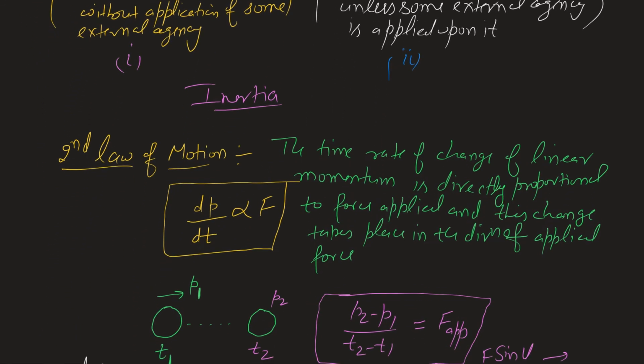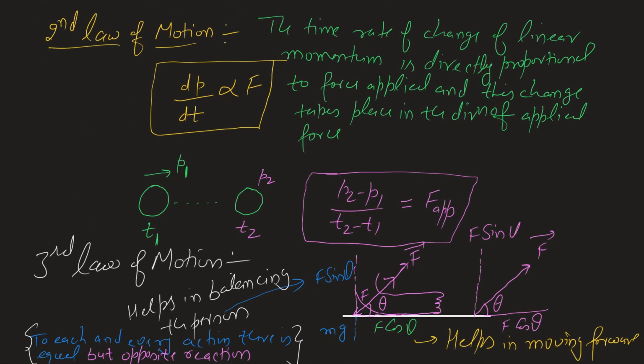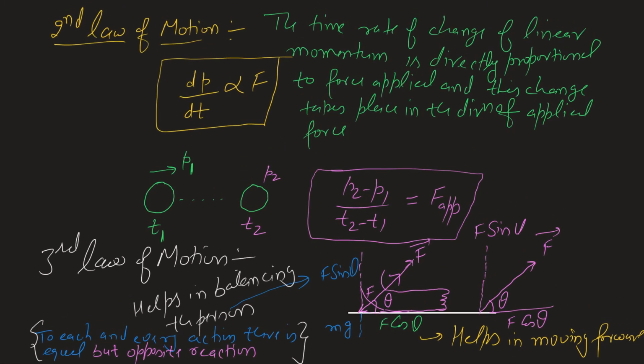Next we studied the second law of motion, which states that the time rate of change of linear momentum is directly proportional to the force applied, and this change takes place in the direction of the applied force. So for the rate of change of momentum, if the body has momentum p1 at time t1 and p2 at time t2, and they are different, then this is the relation. Next is the third law of motion. It says that to each and every action there is an equal but opposite reaction. We also studied another example.